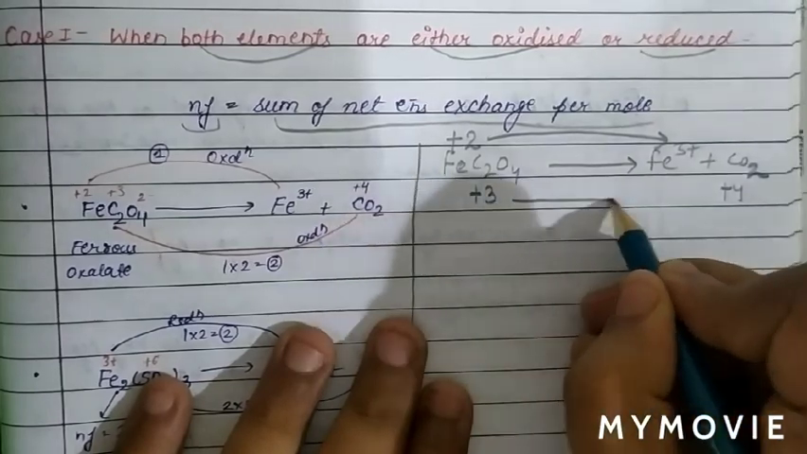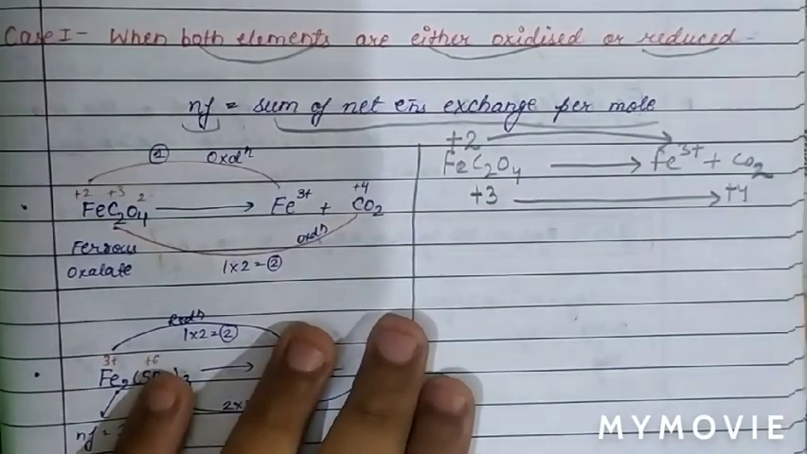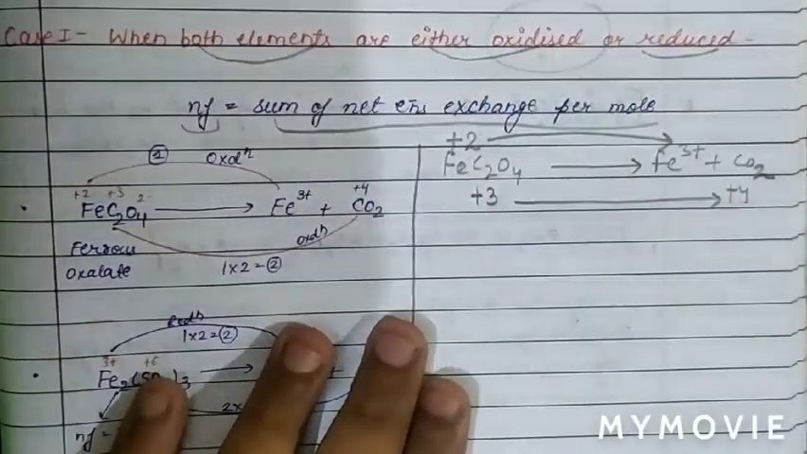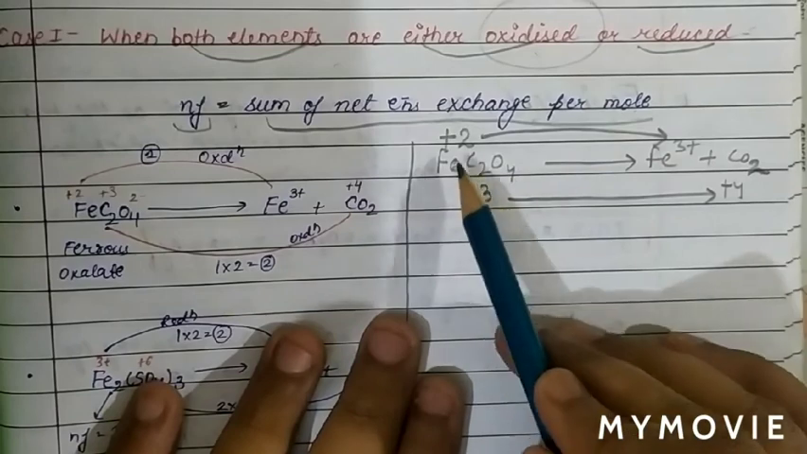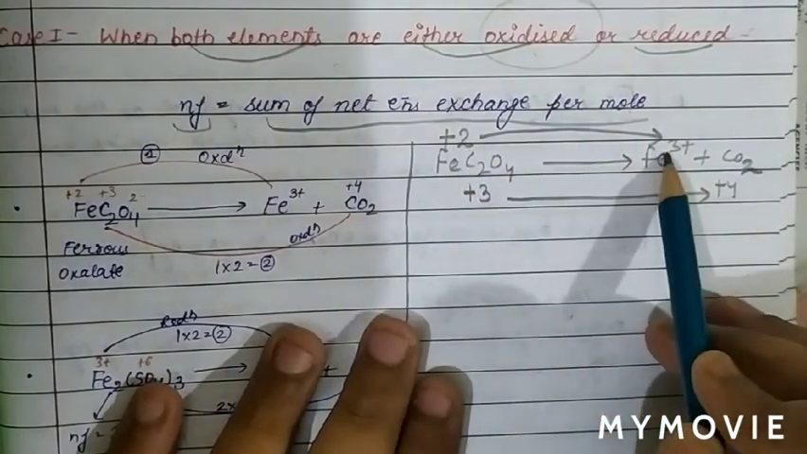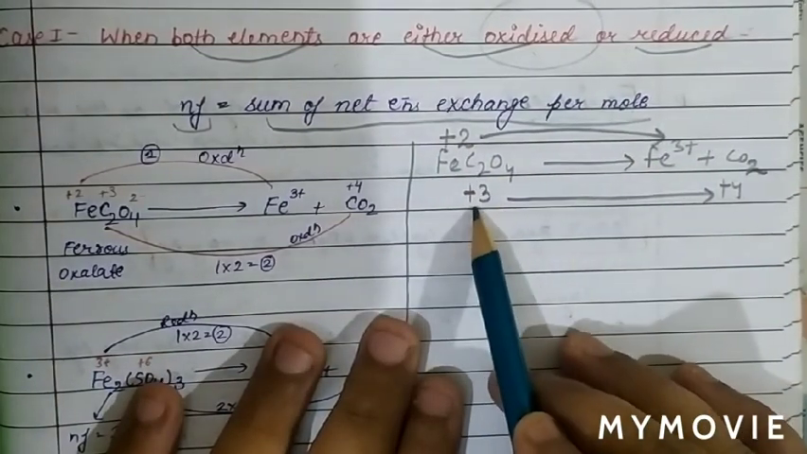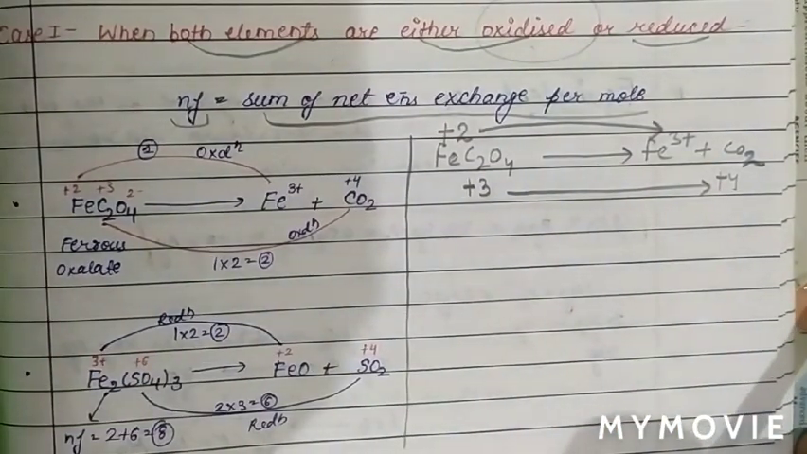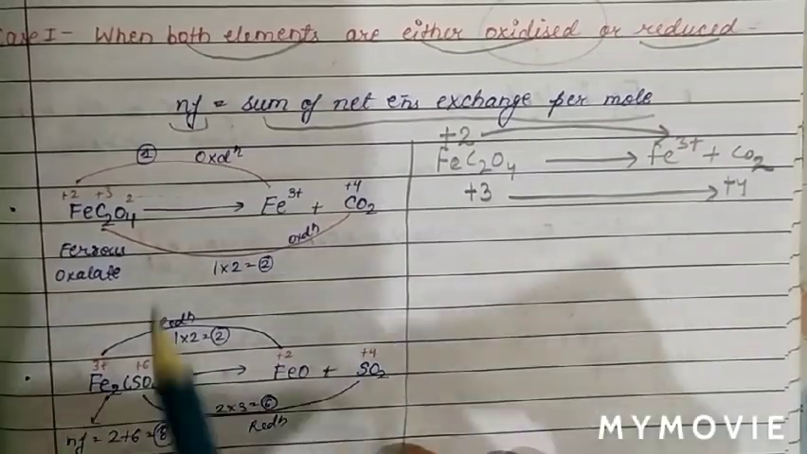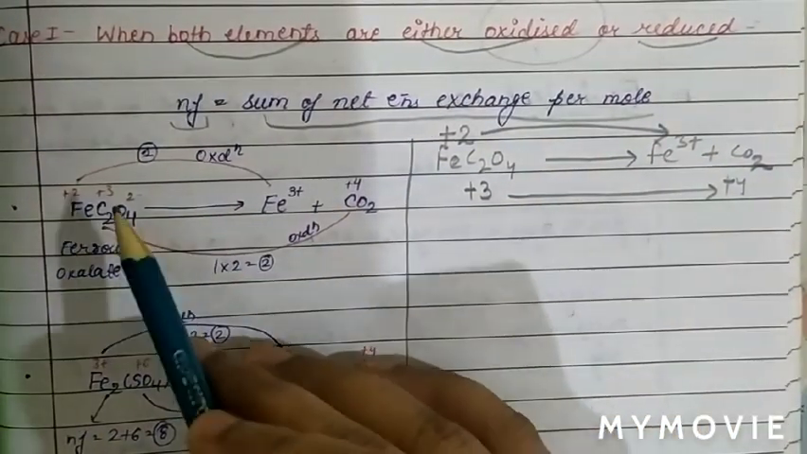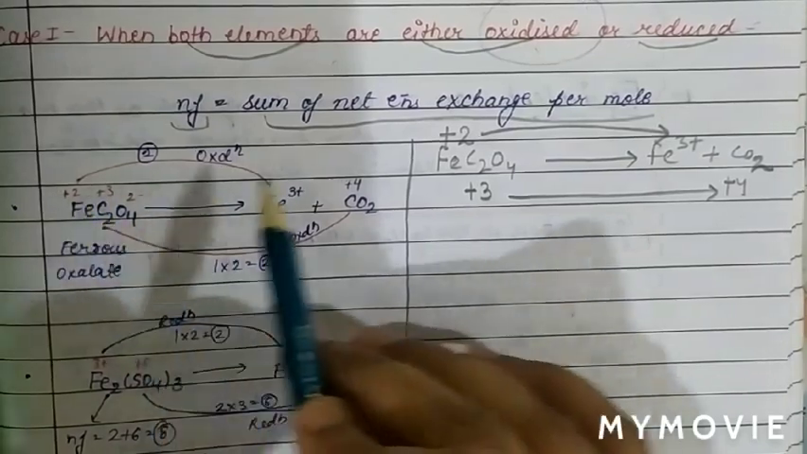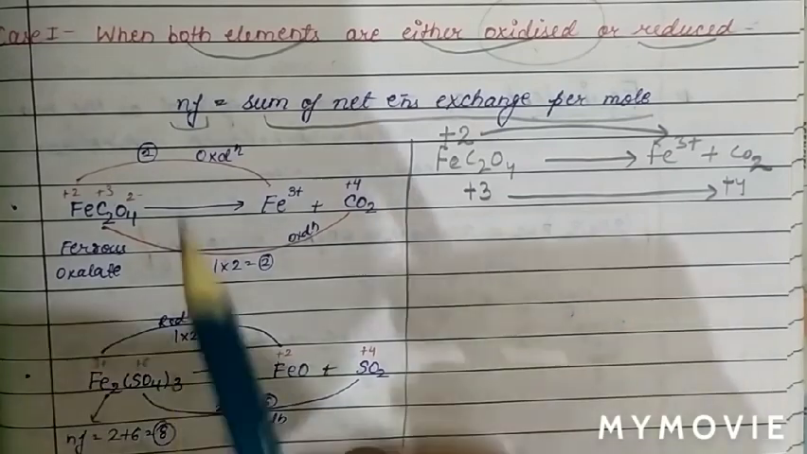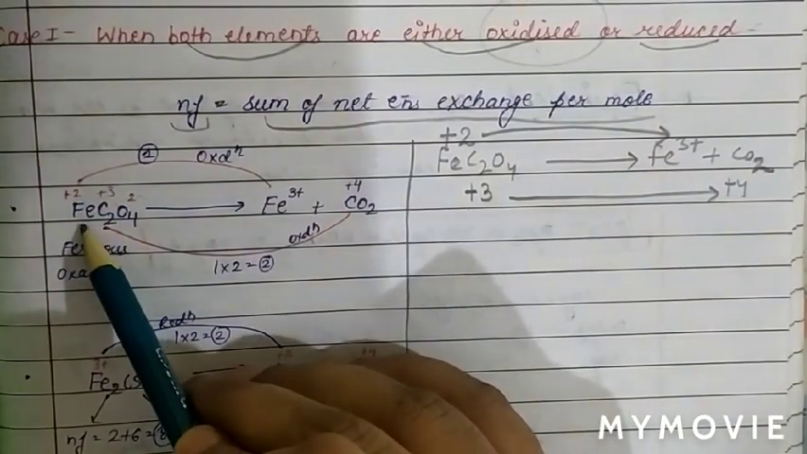Now see the oxidation numbers. Iron oxidizes from +2 to +3, carbon oxidizes from +3 to +4. Now how many iron atoms are there? There is only one iron atom, and the change in oxidation number is +2 to +3, a change of 1 for one atom. How many iron atoms are on the left side? Only 1. So multiply 1 by 1. So this is the n factor. The n factor for iron is 1.